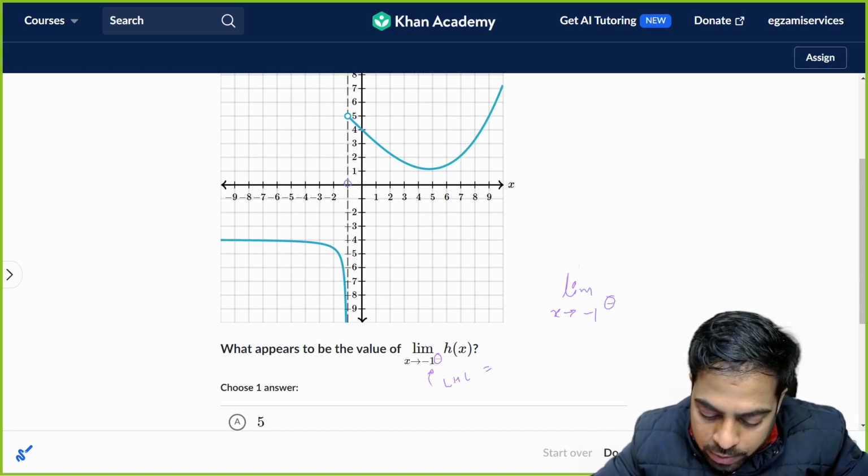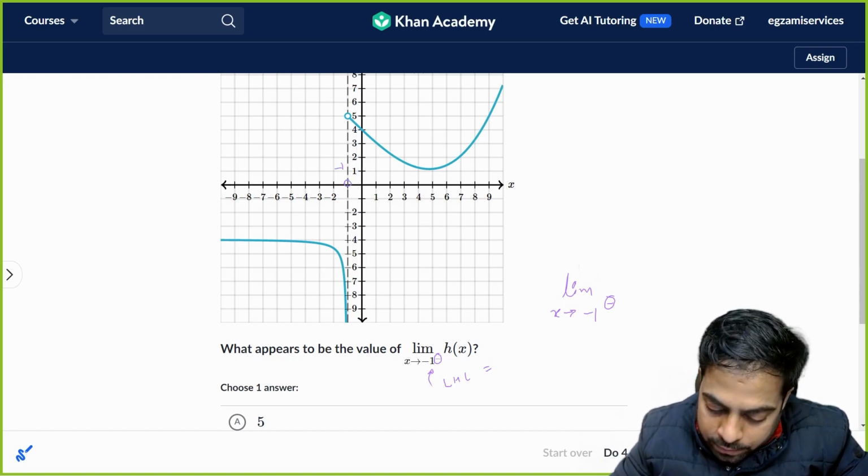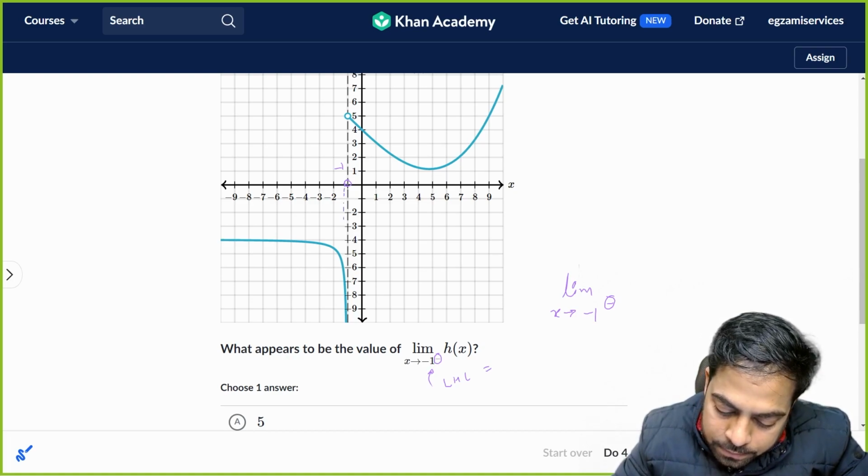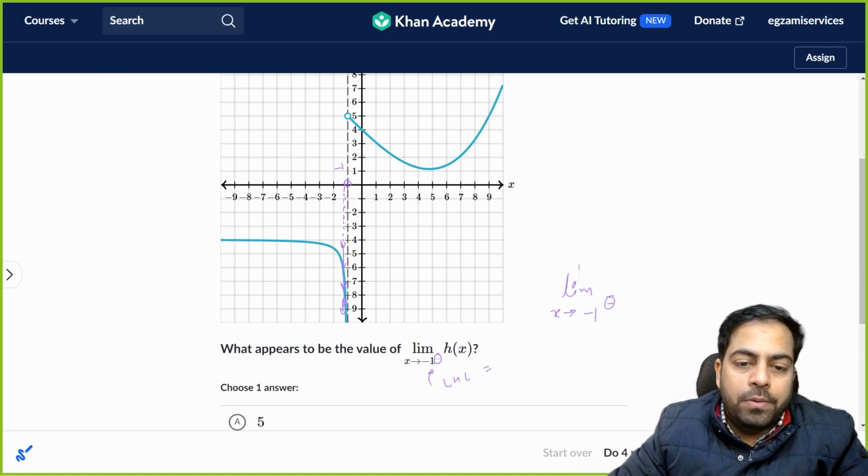Now look at the way how I will find LHL from the graph. So I'll go to -1. I will go close to -1, but from the left hand side. And from the left hand side, I can see that the graph is going down, down, down. So it's going to -infinity. It's called unbounded.